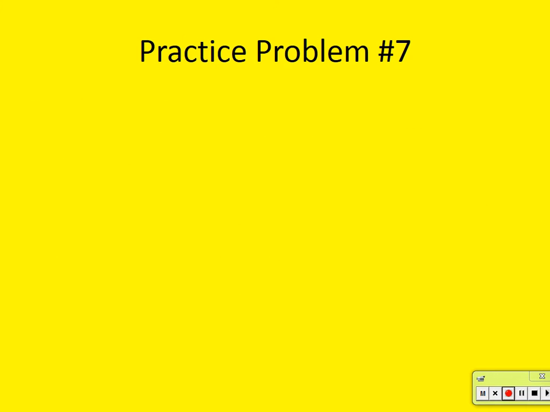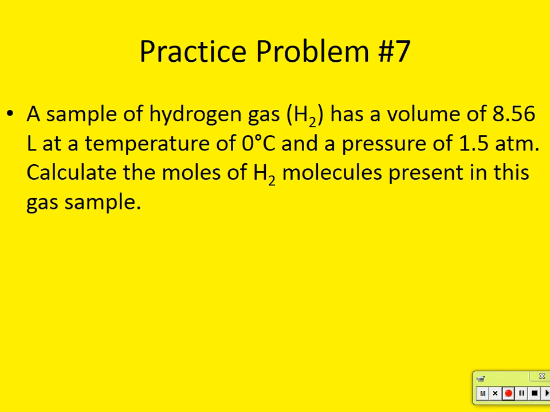Okay, let's do a practice problem with this. A sample of hydrogen gas has a volume of 8.56 liters. I always like to underline what they give us, so it's given us a volume there, a temperature of 0 degrees Celsius, and a pressure of 1.5 atmospheres. It says calculate the moles of hydrogen, so we need moles. Circle what they want us to find, the moles present in this gas sample.